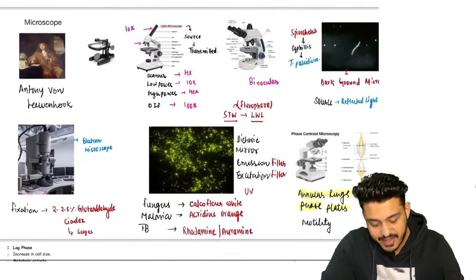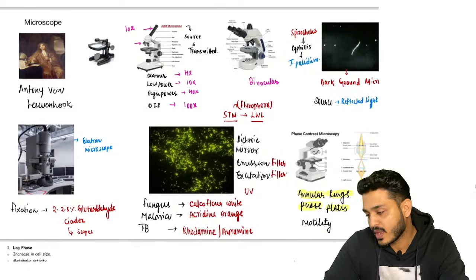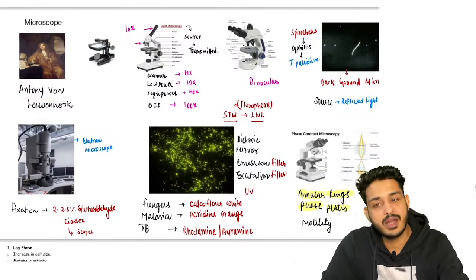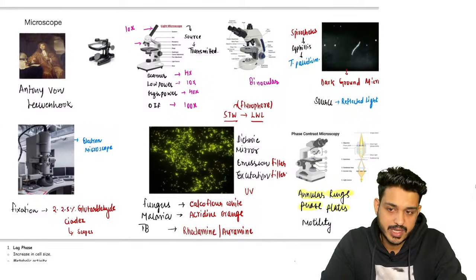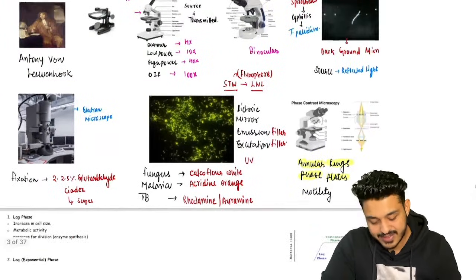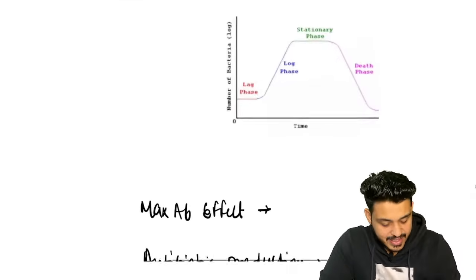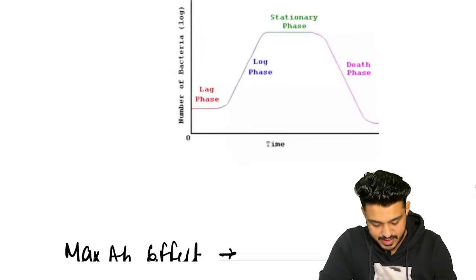So these are the different kinds of microscopy we have, and these microscopes are very, very important. Who discovered the microscope? The answer will be Antony van Leeuwenhoek, right? Now we will discuss the life cycle of a bacteria. Bacteria has 4 phases in its life cycle, right?